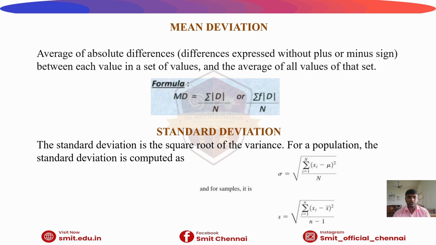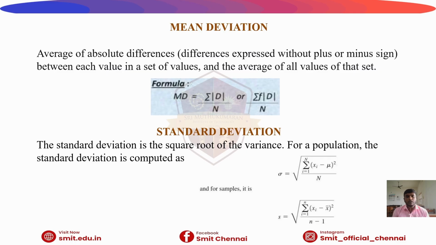The mean deviation. Mean deviation is the average of the observed differences between each value and the mean of the data set. Formula: mean deviation equals the sum of absolute x minus mean, divided by n, which is the number of observations. We use absolute values to avoid positive and negative differences cancelling out. Mean deviation is a simple measure of average distance from the center.